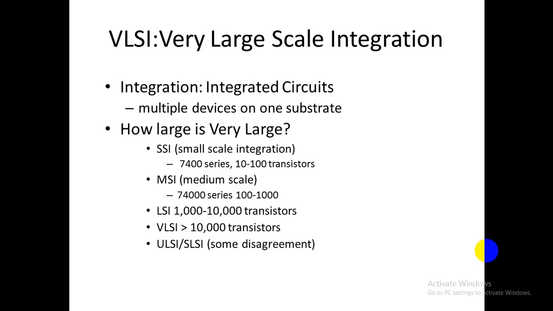Now, let us see how large VLSI is. As you can see, SSI has 10 to 100 transistors in a single chip, and MSI has around 100 to 1000 transistors in a single IC. In LSI, it is around 1000 to 10,000 transistors in a single IC. In VLSI, it has more than 10,000 transistors. We have the next generation also, which is ultra large scale integration.